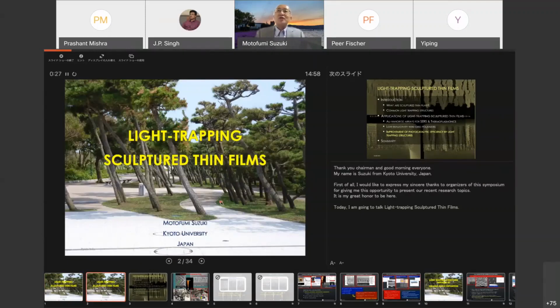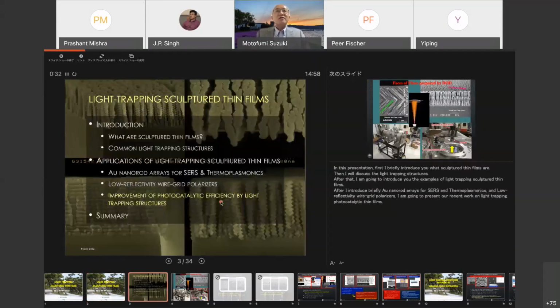Okay, today I'm going to talk about light trapping sculptured thin films. In this presentation, first I will very briefly introduce sculptured thin films. Then I'll discuss light trapping structures. After that, I'm going to introduce some examples of light trapping sculptured thin films. They include gold nanorods, thermoplasmonics, and wire-grid polarizers. After that, I'm going to present our recent topics on the improvement of photocatalytic efficiency by light trapping structures.